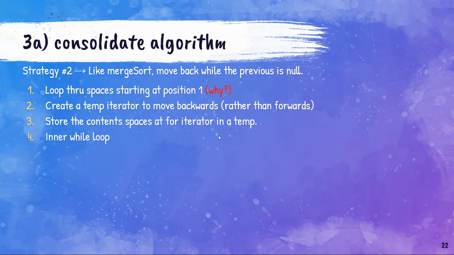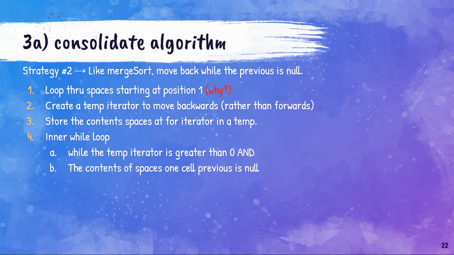I'm going to have a while loop, and there are 2 different conditions that I need to test for. I've got to make sure that the thing about null is true, but I also have to make sure I don't go off the front of the array. In other words, what if position 0 was null? And I keep subtracting, I'll be off the array, and I'll have an out of bounds exception. So I've got to make sure that the temp iterator is greater than 0, and that the previous cell is null, right? And the order does matter.